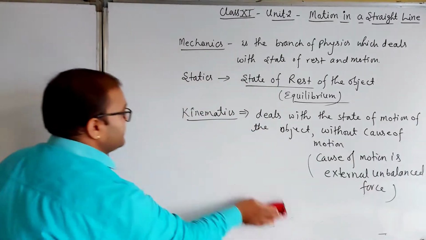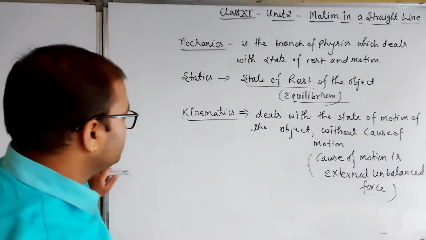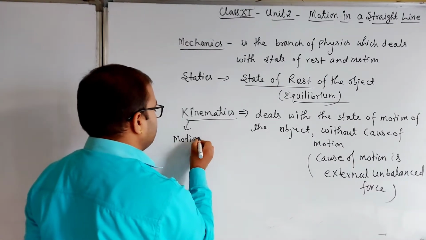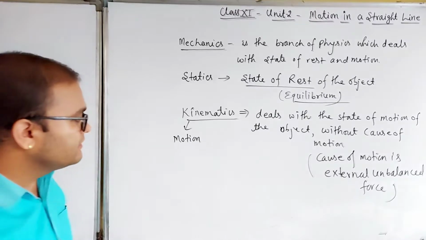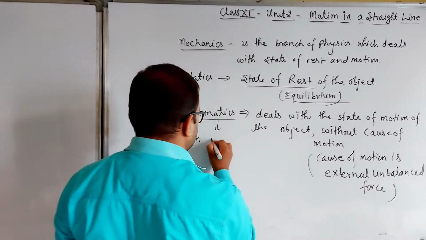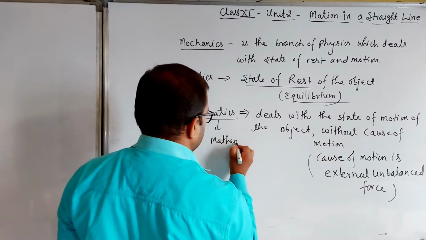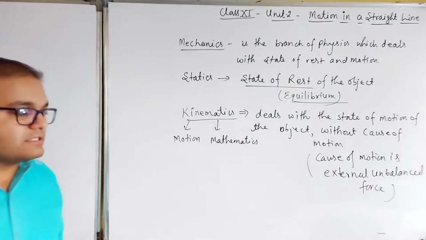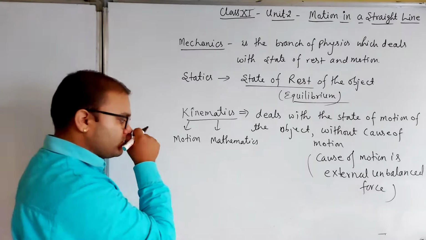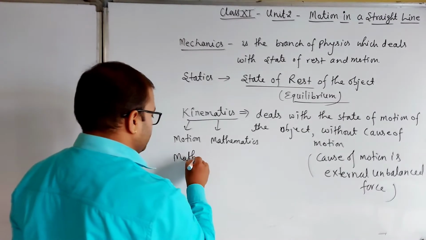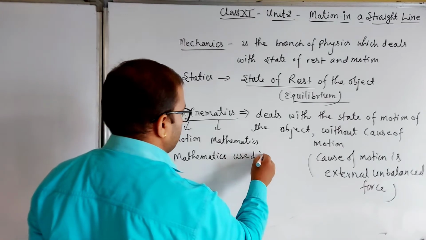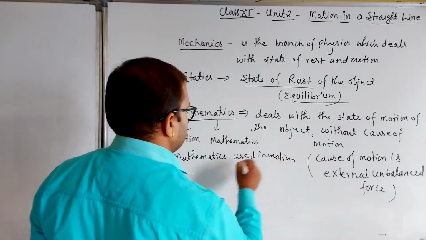Now, kinematics. What is kinematics? Kinematics means motion. I am again explaining kinematics in short. Kine means motion and matics means mathematics. So kinematics means mathematics used in motion, or mathematics in motion.